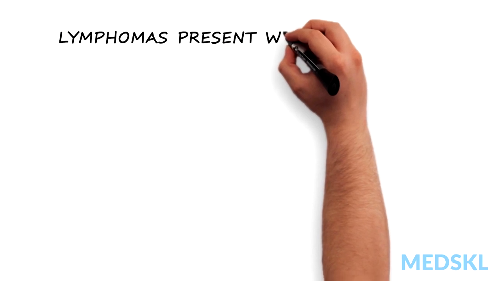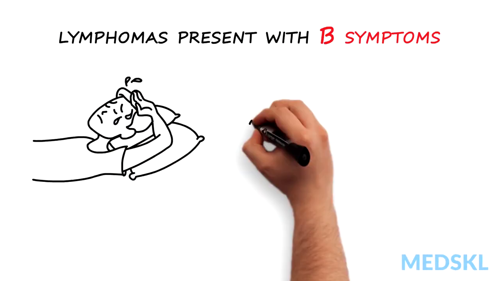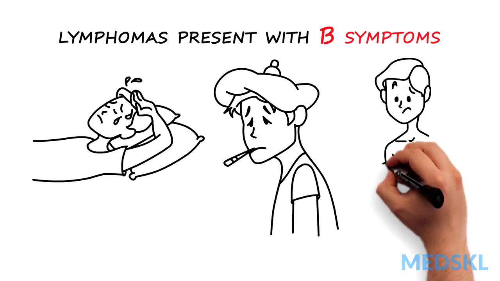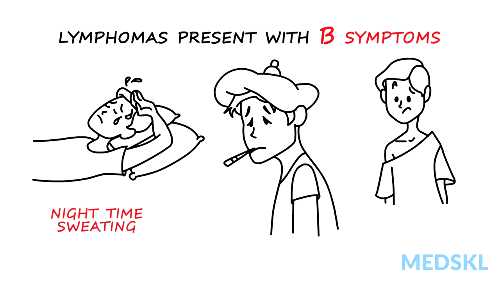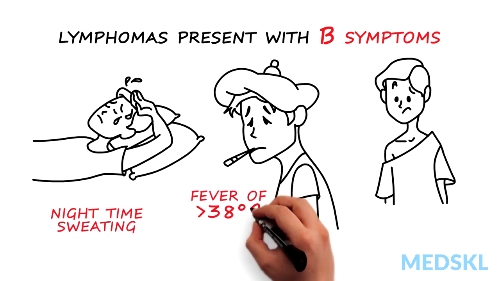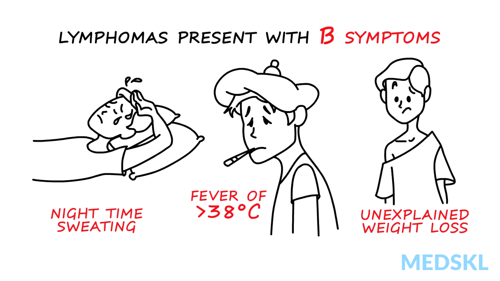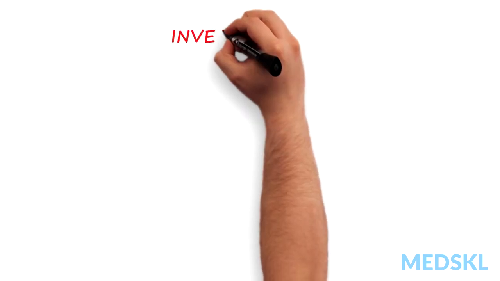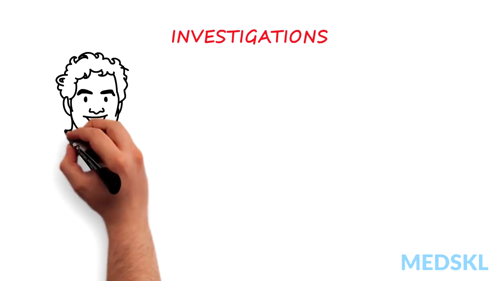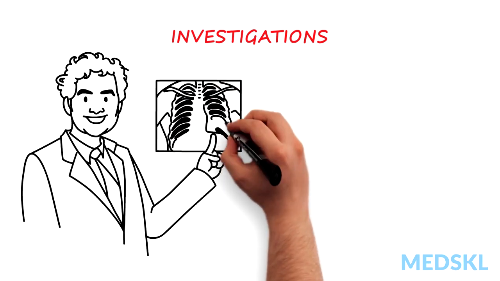Lymphomas will typically present with B symptoms and may be diagnosed earlier if the following are present: either nighttime sweating, fevers of greater than 38 degrees Celsius, or unexplained weight loss. Most commonly, however, a mediastinal mass will be discovered incidentally on chest X-ray.